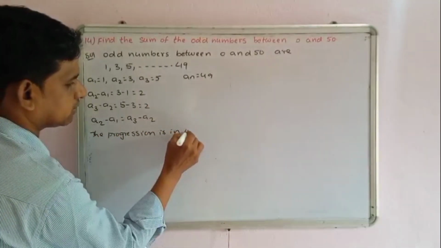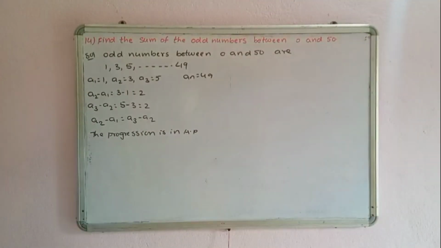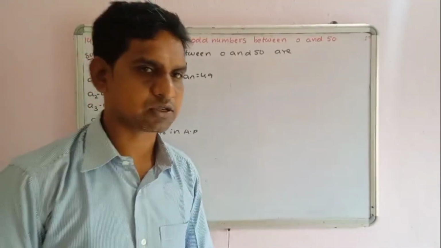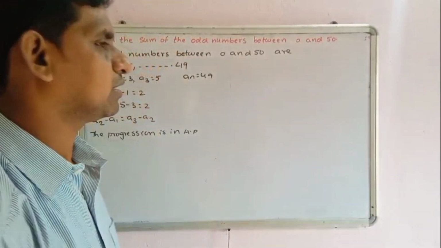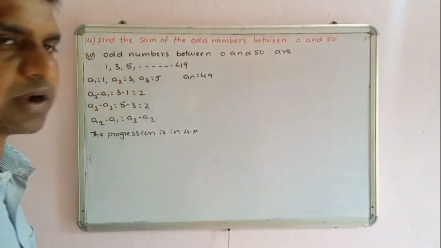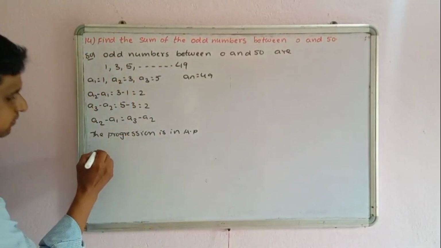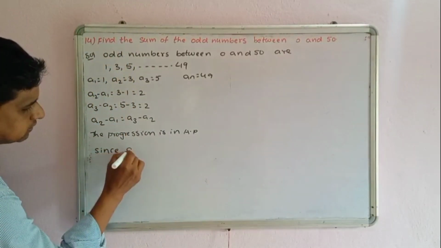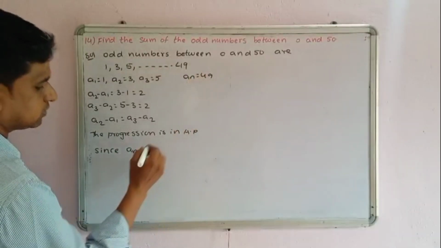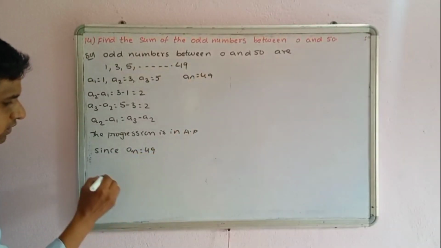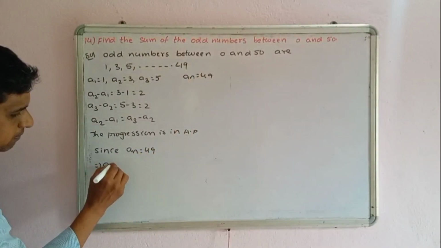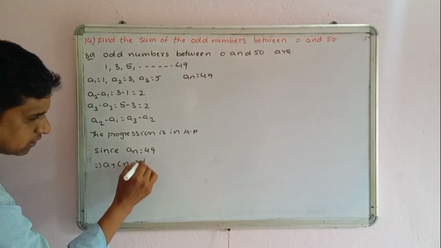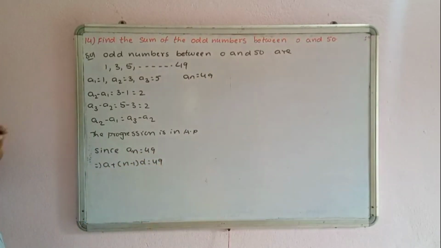So the progression is in arithmetic progression. Okay, what is the sum formula? Sn equals n by 2 into a plus an. Here I don't know the value of n. So first find the value of n. Okay, since an equals 49, what is the formula? An formula: a plus n minus 1 into d equals 49.